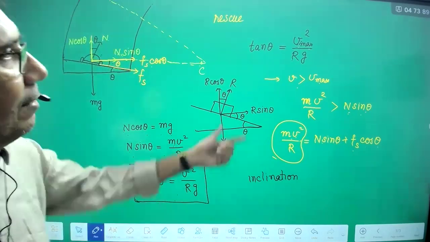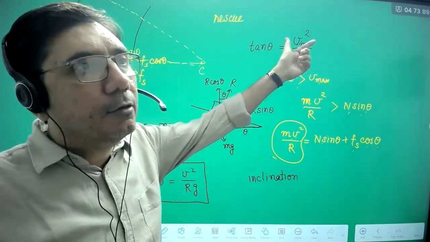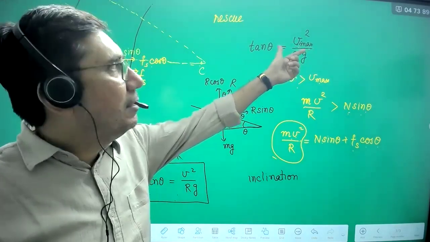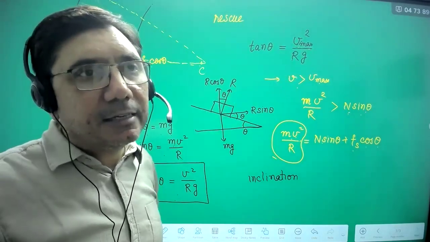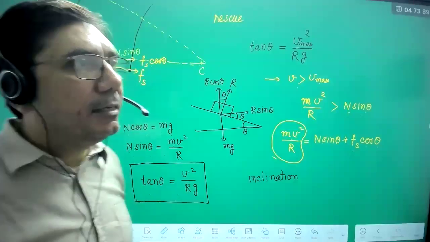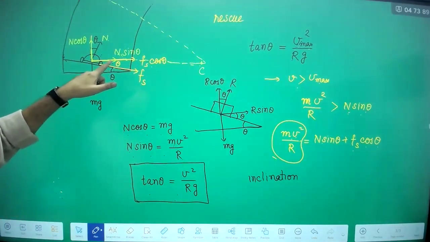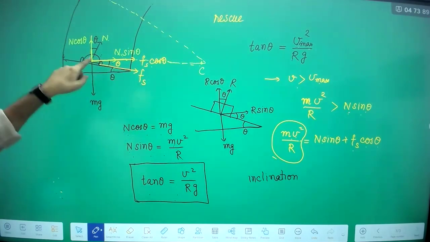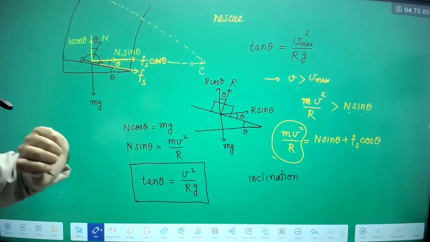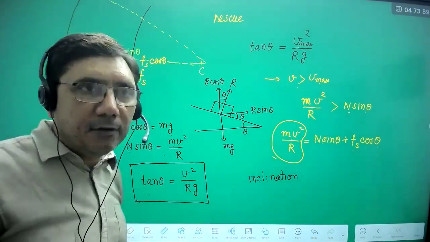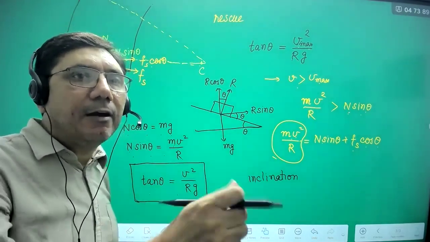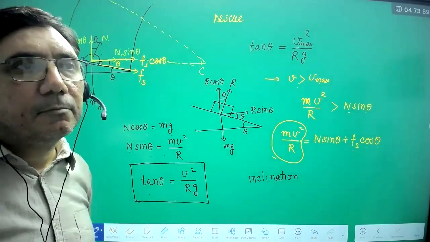So what we have done, we have created an upper limit. You are not going to drive your car with a speed greater than Vmax. We applied this limit and we calculated this θ. So corresponding to this θ, static friction force is not needed, only this N sin θ will be sufficient to provide the required centripetal force.